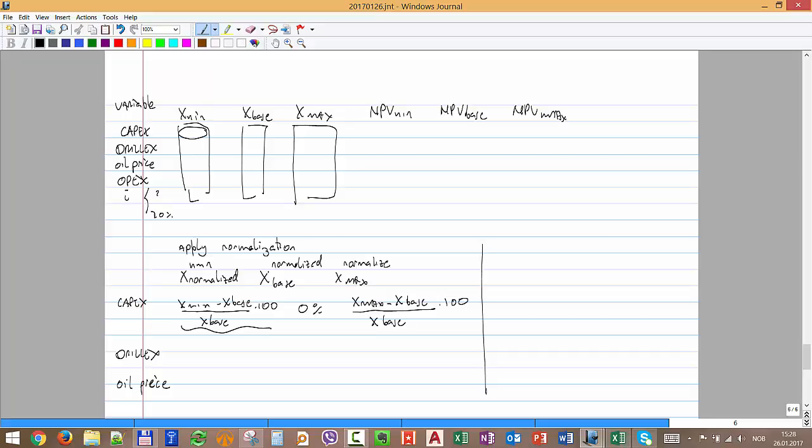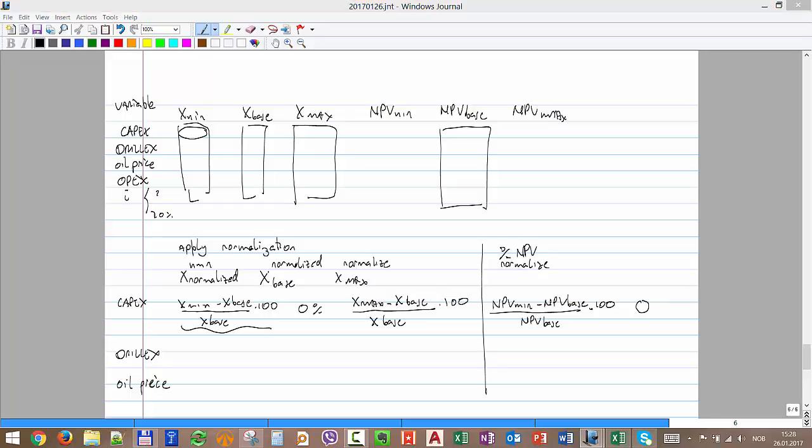And I do the same with the results of NPV. Okay, the NPV I say, so normalized. So I say NPV for the minimum minus NPV for the base divided by NPV base times 100. And similar for the maximum. For this it will be just 0. Okay, actually all of these values will be the same, right? Yeah, because I'm not changing anything here. All of these are using the same value. So all of these are the same.